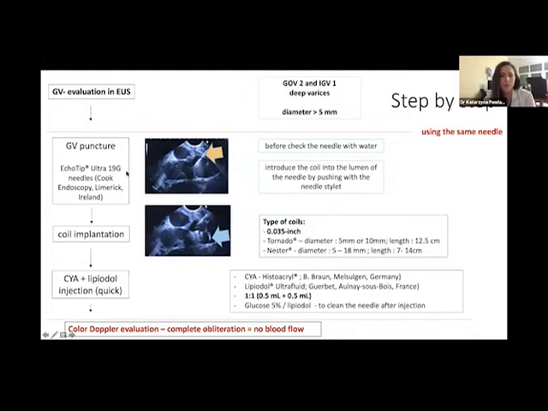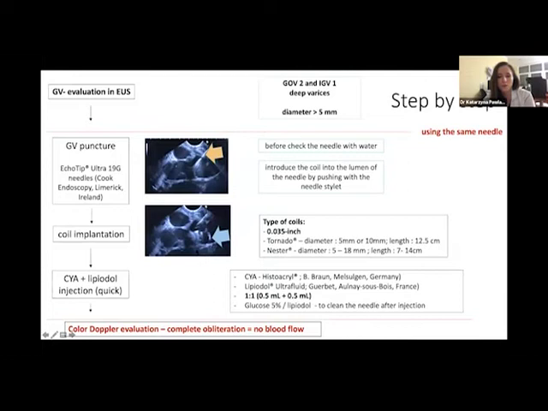We perform this with the EchoTip from Cook. And then we perform the coil implantation like here. And here you can see the type of coils for a 19 gauge needle. We generally use tornado coils. These coils come in different diameters and also different lengths.